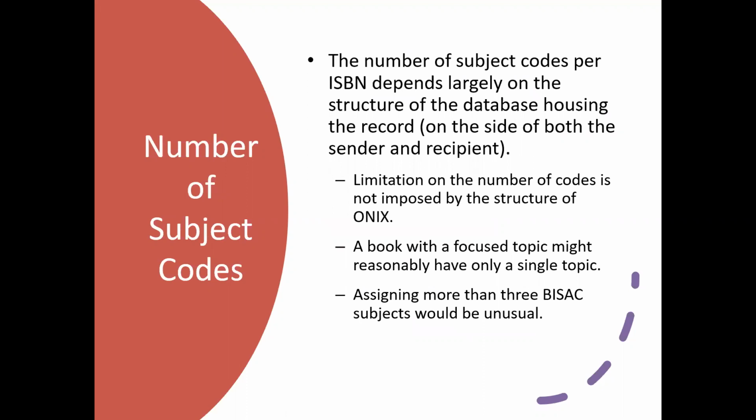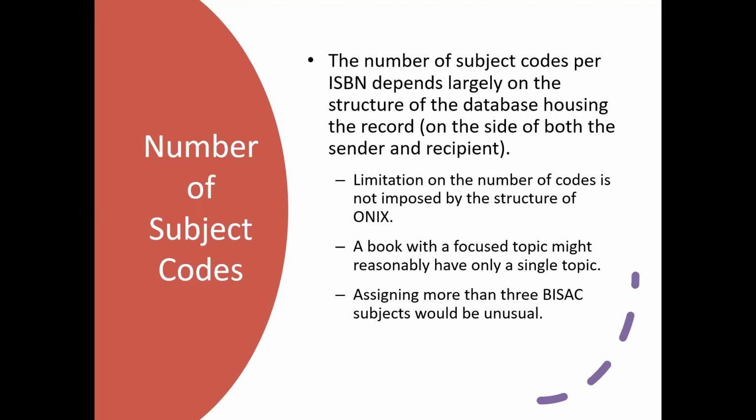The number of subject codes that you assign to an ISBN really depends on the structure of the database which is housing the record. So that's on the side of both the sender and recipient. For example, if a database receives your data and you sent 3 codes, yet they only have 1 field in their database for BISAC, they're only going to take the first code.